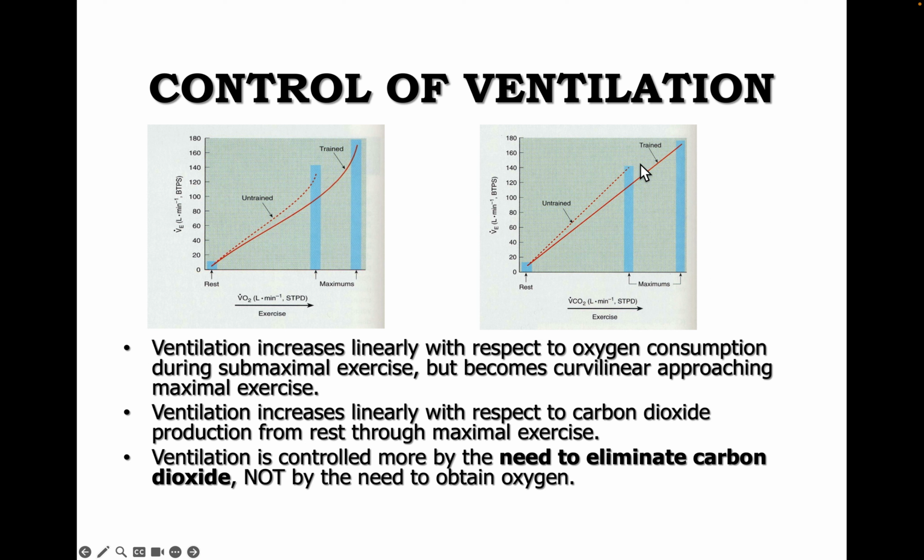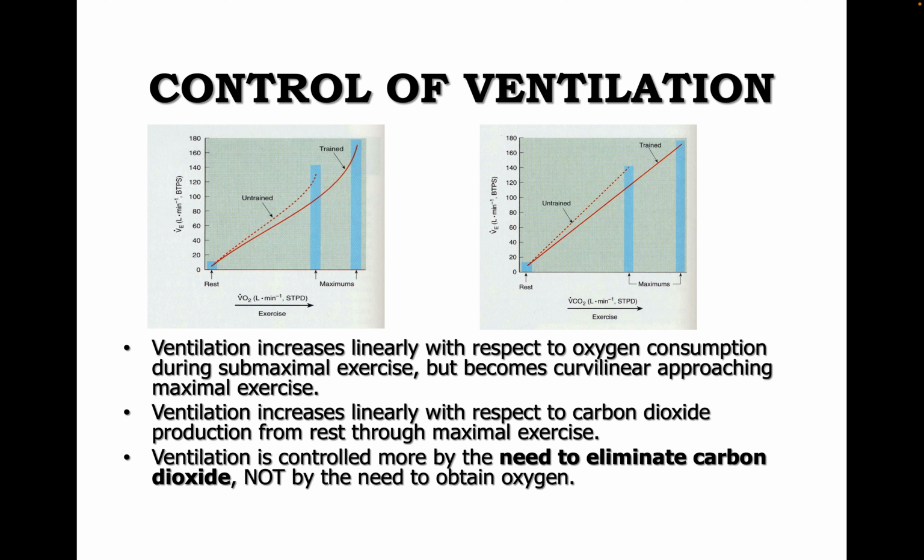So make a note on this slide that you understand the difference between a trained runner versus an untrained runner when it comes to the amount of oxygen being consumed, the amount of carbon dioxide being expelled, how it compares to submax versus maximal exercise, and how this relates to breathing.